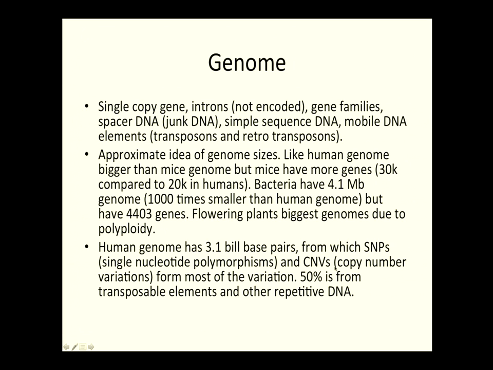And then, from the Human Genome Project, you want to know these stats: the human genome has 3.1 billion base pairs. The variation between human genomes happens due to SNPs and CNVs, so single nucleotide polymorphisms and copy number variations. And then 50% of the human genome comes from transposable elements and other repetitive DNA. Okay?